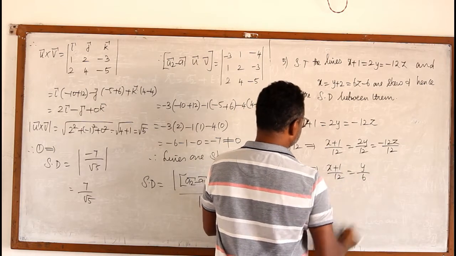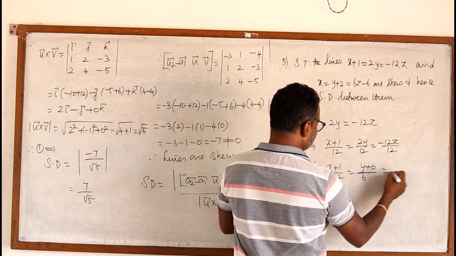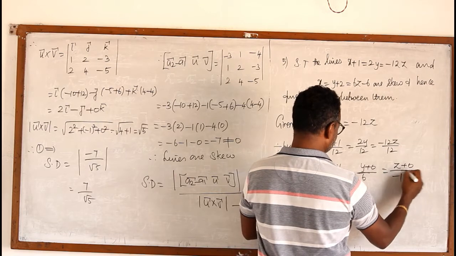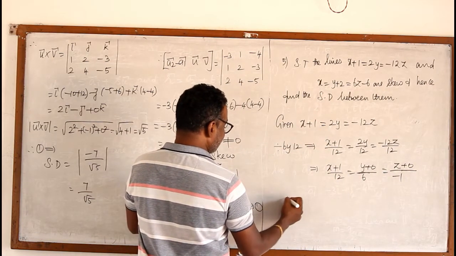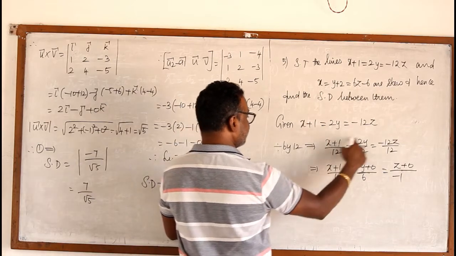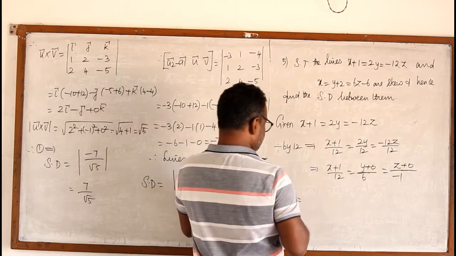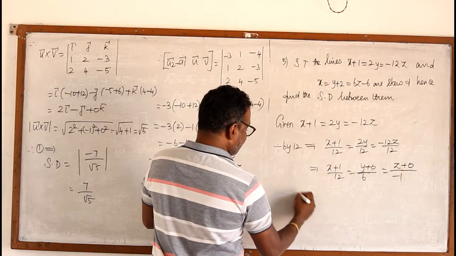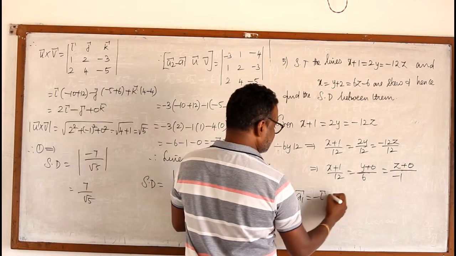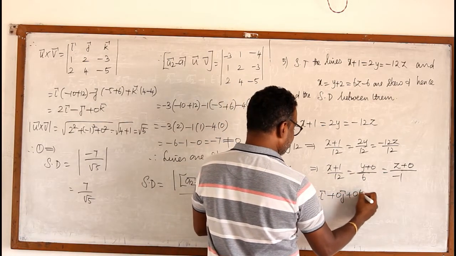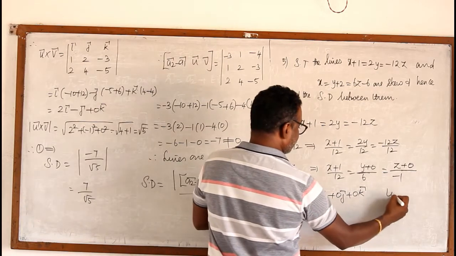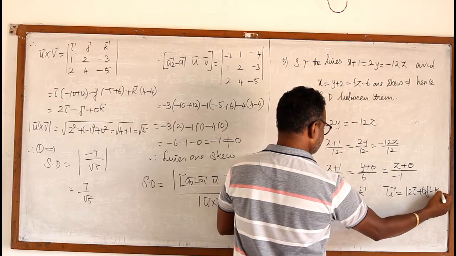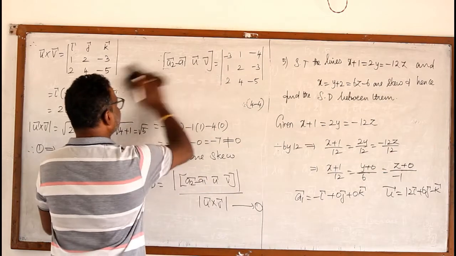Then this implies (x plus 1) by 12, is it y by 6? Can we write (y plus 0) by 6? Then it is (z plus 0) by minus 1. So can you identify the points? Therefore, a1 vector is the numerators, isn't it? So this is the first line. So we can write the points: a1 equal to minus i, 0j, 0k, and then u vector is 12i plus 6j minus k. Similarly, go for the second line.